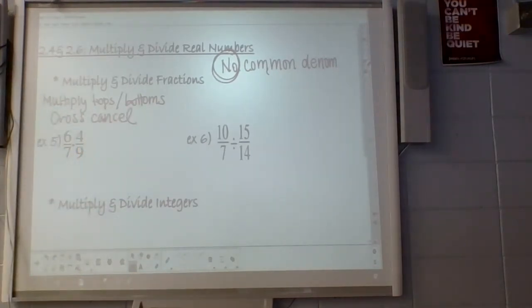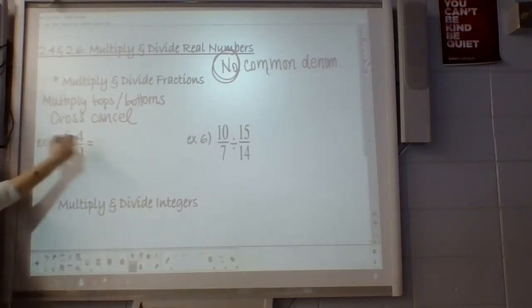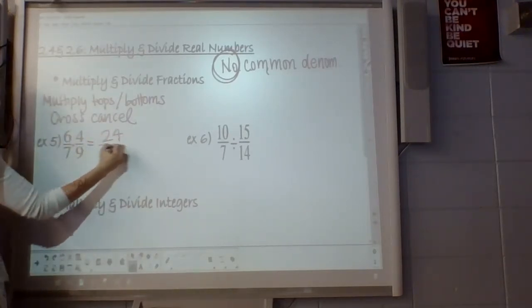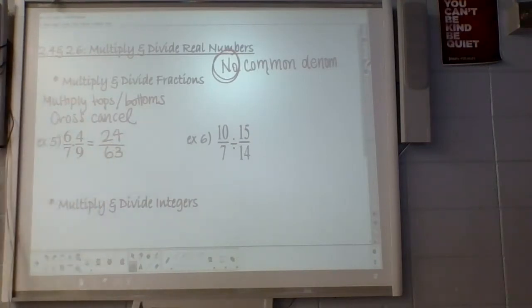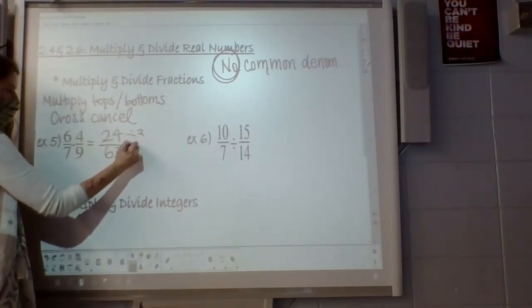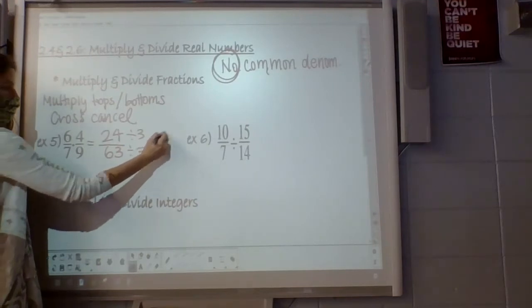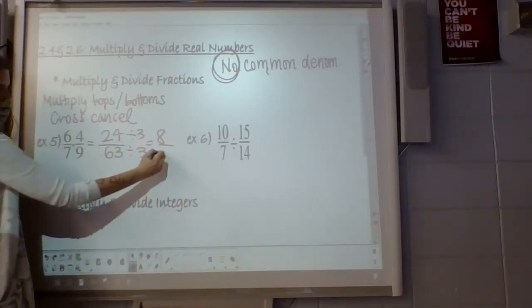Cross cancel if you want. So if I multiply across the top and bottom here, I get 24 over 63. That's kind of a tough fraction to simplify. You might realize that you can just divide them both by 3. And so we get 8 over, is that 21?